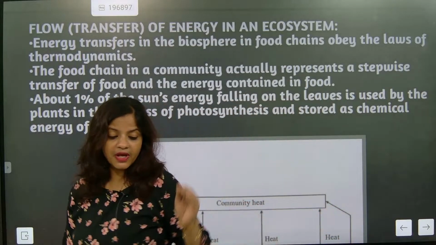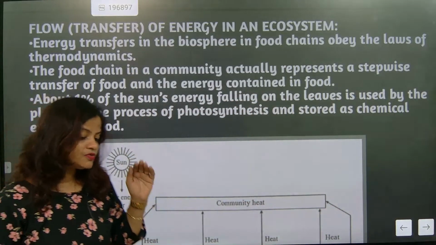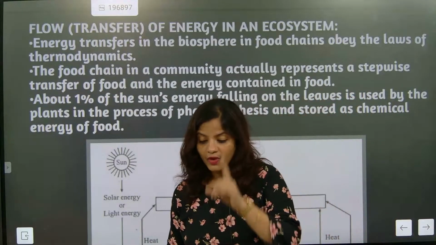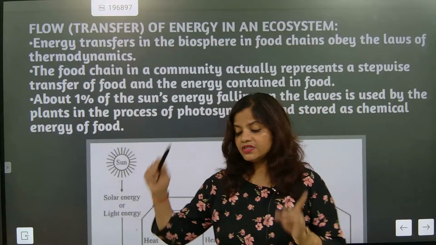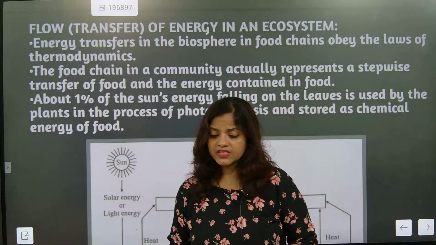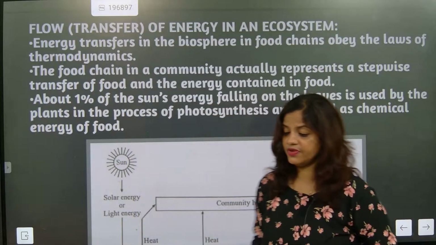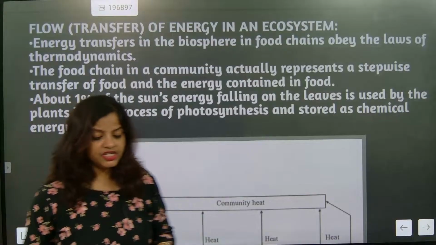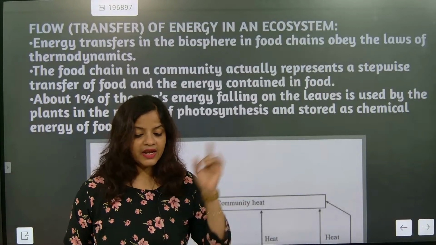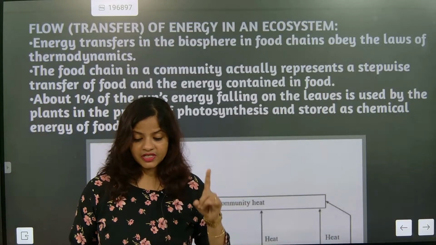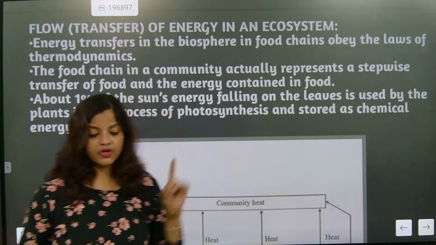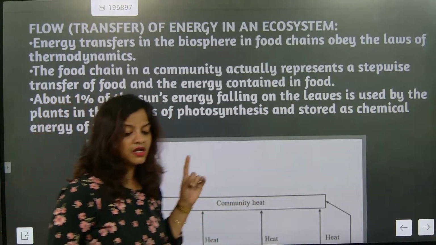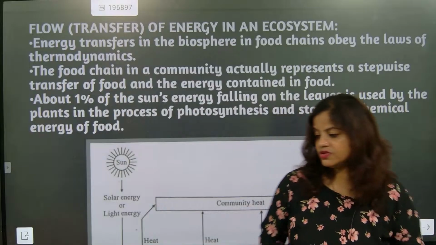So if somebody asks you how much percentage of sun energy is utilized by the plant, the plant starts with 1% of sun energy. And after that, how much is the energy transfer? 10% is the energy transfer. Energy transfer is 10%. Energy utilized is 1%. That's the difference. Understood?